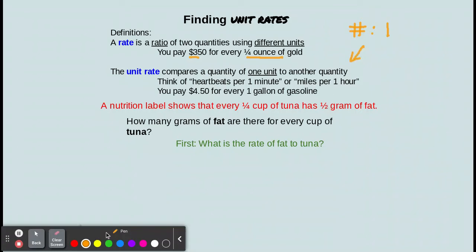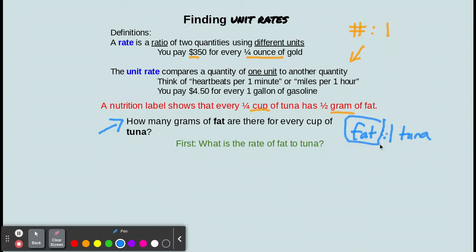So here's an example. We have a nutrition label on a can of tuna, and it says that every 1/4 cup of tuna has 1/2 grams of fat. This is a rate because we have cups and grams, two different units. Now, the question they're asking us is how many grams of fat are there for every 1 cup of tuna? So grams of fat to 1 cup of tuna, and we need to find this.